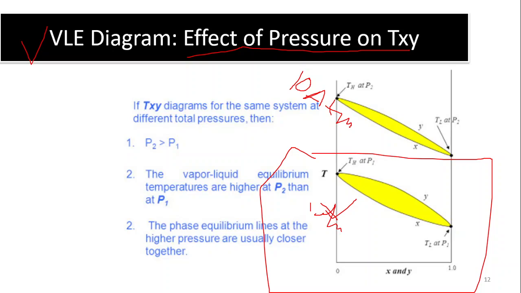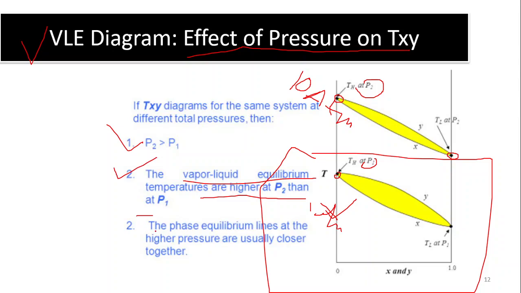So it's simple here: this one is P2 and this one is P1. In our case P2 is greater than P1, and what you can observe here is that the vapor liquid equilibrium temperatures are higher at P2 than at P1. It means that this temperature value is higher for this case, means it does not vaporize at a lower temperature, it vaporizes at a higher temperature. So this is the observation that you have to look at.